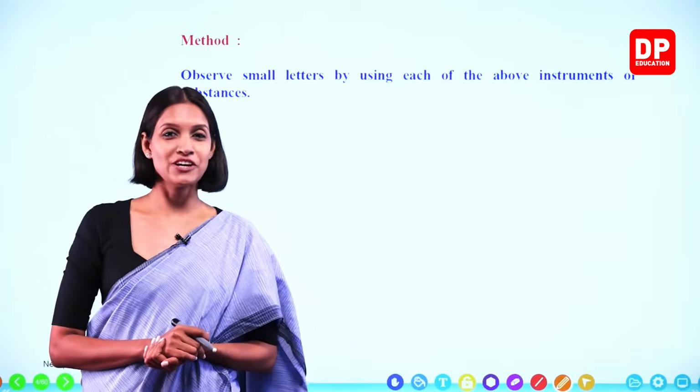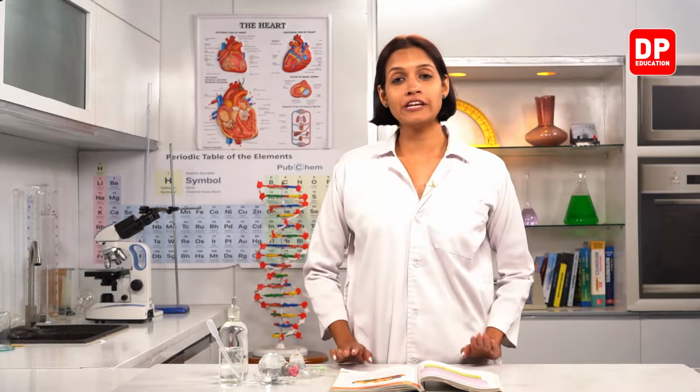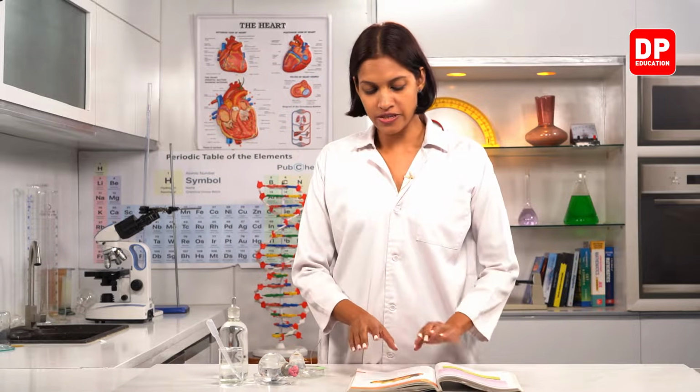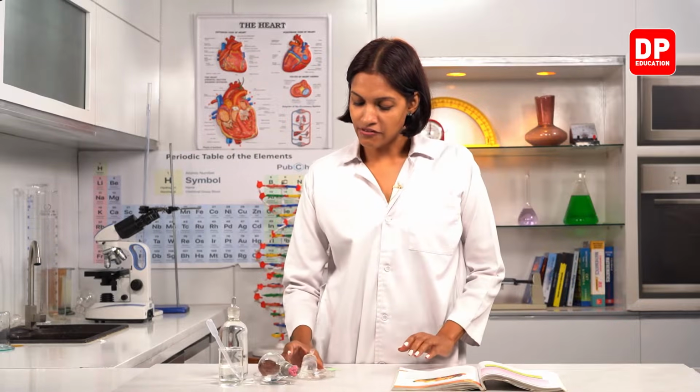Let's do this activity now. Right, children. We are going to observe small letters with different types of objects. Here I have different objects. I have the book with small letters, and here I have different objects.